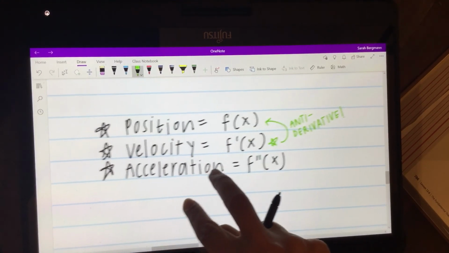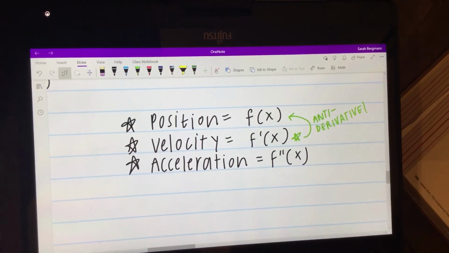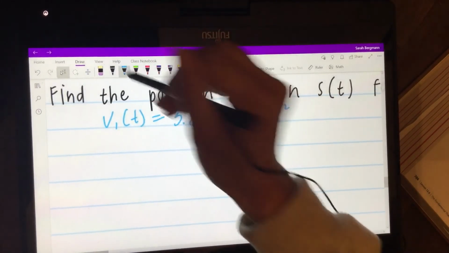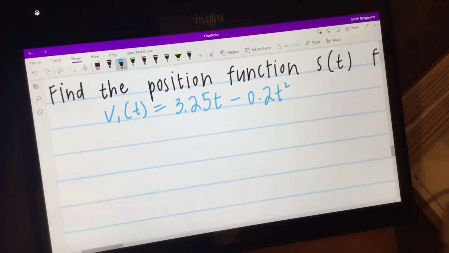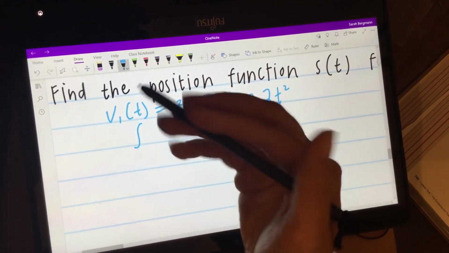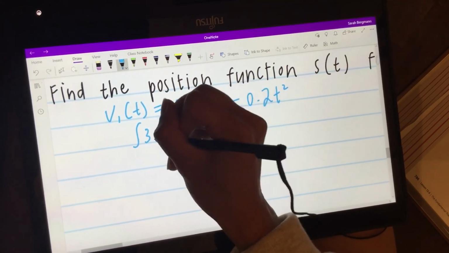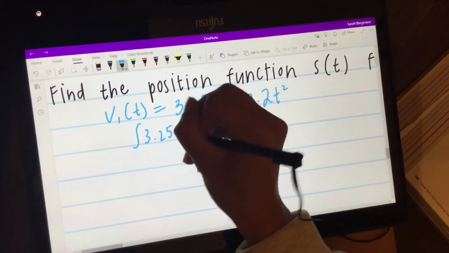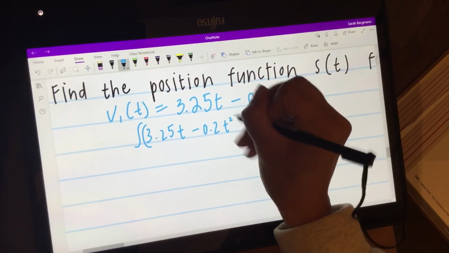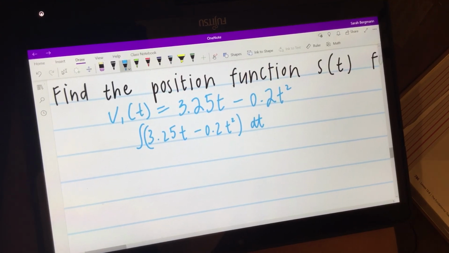So let's go ahead and find the antiderivative for both velocity functions so that we can get back to the position function. We'll start with this velocity function. I already rewrote it down, copied it again, so it's easy to see here. In order to go from the velocity function to the position function, I need to integrate the velocity function. So that means find the antiderivative. So here's my function, and I'm integrating this with respect to time. That's just what that little dt means.